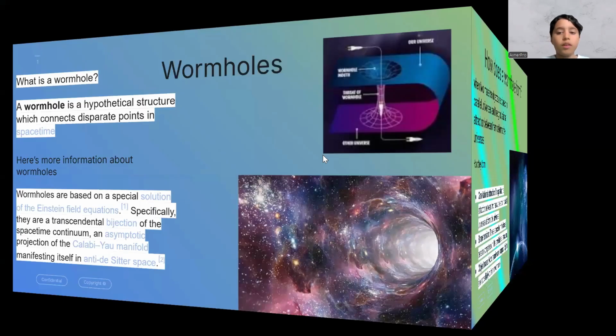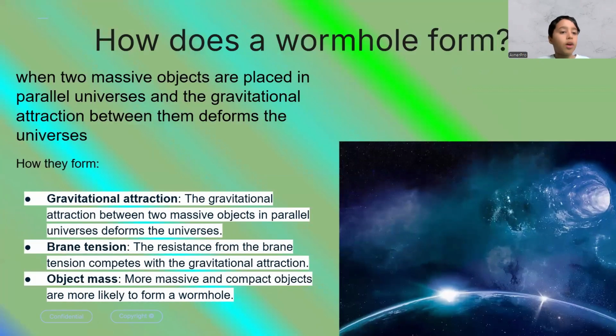Oh, what was I doing? How does a wormhole form? When two massive objects are placed in parallel universes and the gravitational attraction between them deforms the universe. So let's say we have two massive objects, they're placed in a parallel universe like this. Now the gravitational attraction between them deforms the universe to make this wormhole.